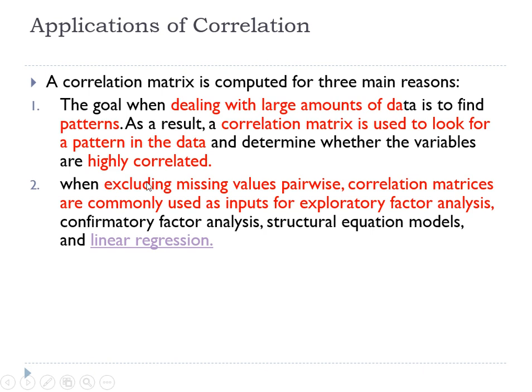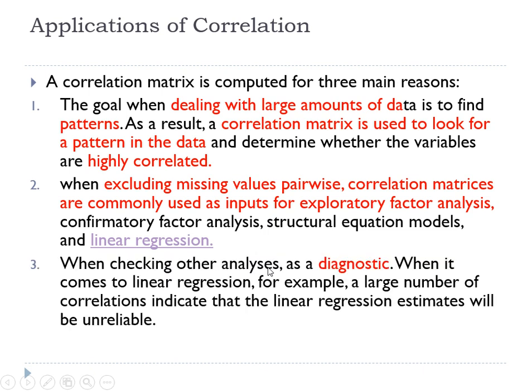And also I can use correlation when I'm excluding missing values pairwise. I'll be having a lot of missing values, so when I exclude them pairwise, correlation matrices are commonly used, and they are very good inputs for exploratory data analysis. It's very good when I am working on structural equation models. Correlation I can use when I'm working on linear regression. So these are some of the cases where I use correlation, and I also use correlation for diagnostic purposes. I not only use it for checking the relationship, I use it as a diagnostic.